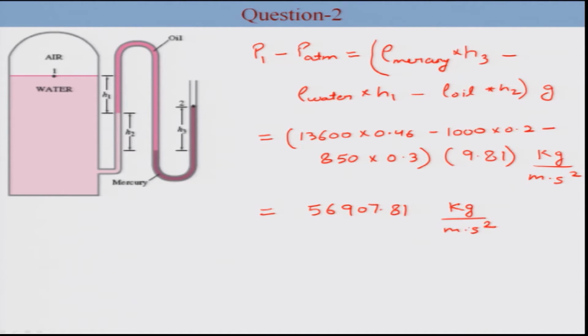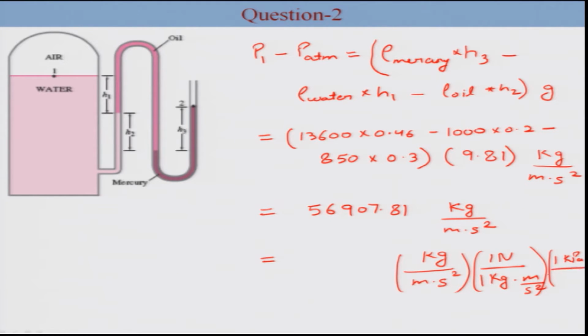If we convert this into kilopascals, then this kg meter per second square, 1 Newton can be written as 1 kg meter per second square, and 1 kilopascal as 1000 Newton per meter square.